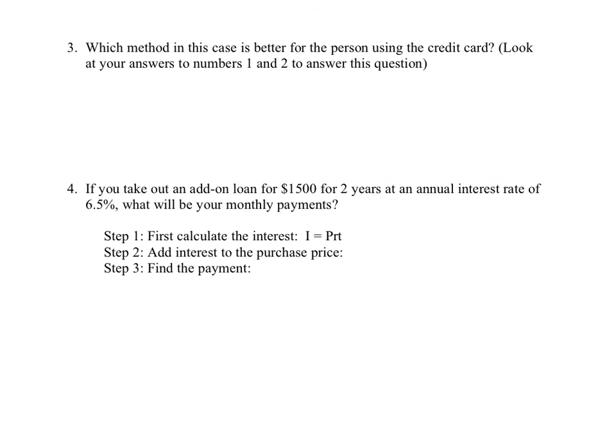In number 3, you look back at the first 2 problems. I'm not going to really help you out with that one. But then in number 4, I kind of walk you through it already. I equals PRT, principal, rate, make sure you get 0.065, and time, add the interest, add on loan, find the payment, so we divide by 24 because that's how many payments we're going to make over 2 years.